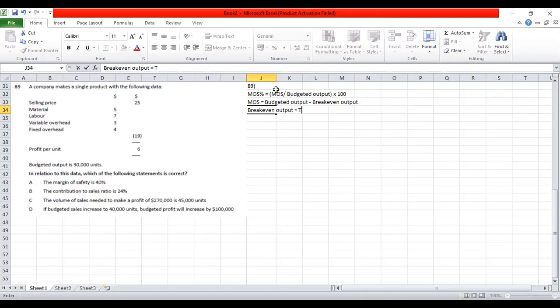Break-even output is equal to total fixed cost divided by contribution per unit. So let's see what is total fixed cost. It is 4 per unit into 30,000 units level, and we see that it is 120,000.